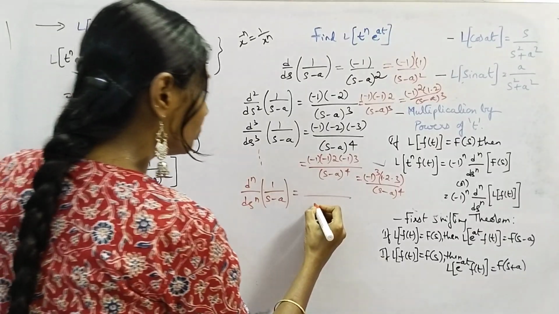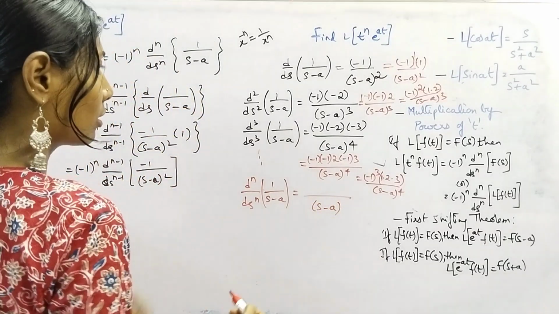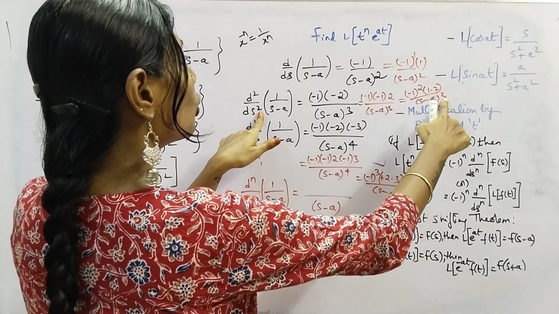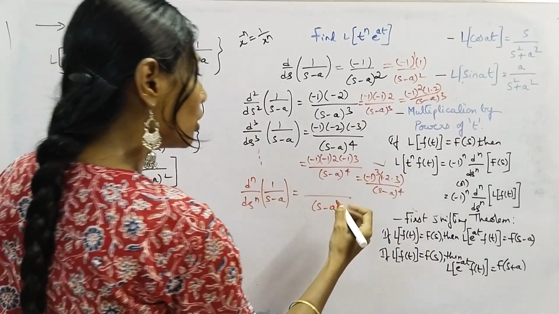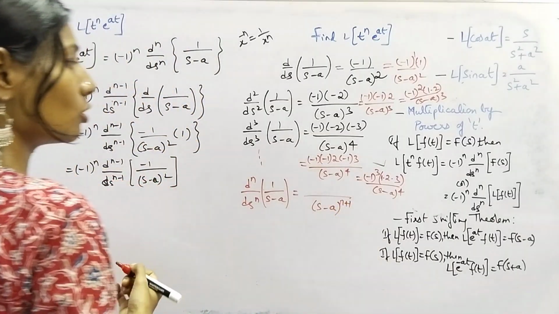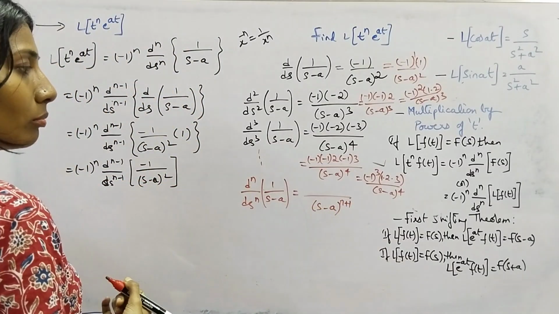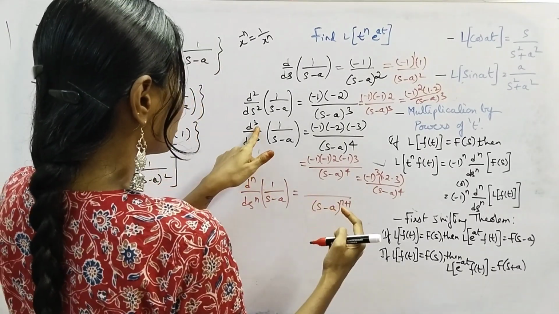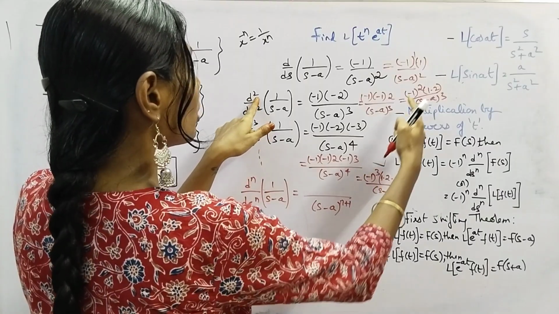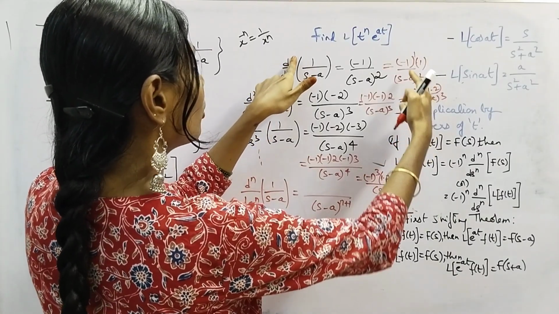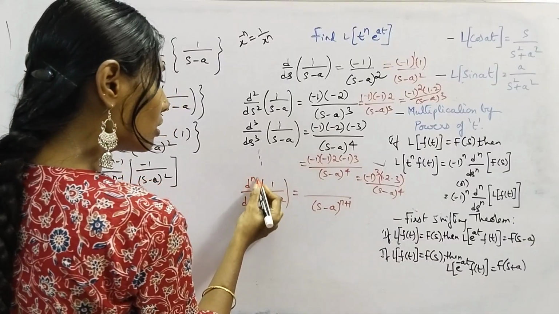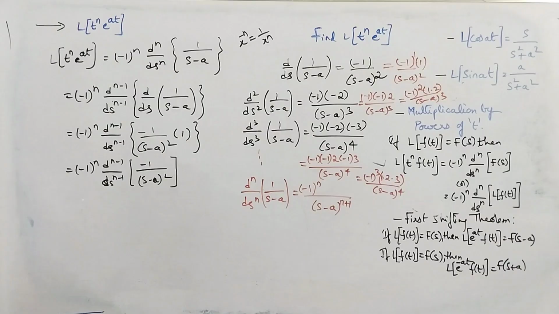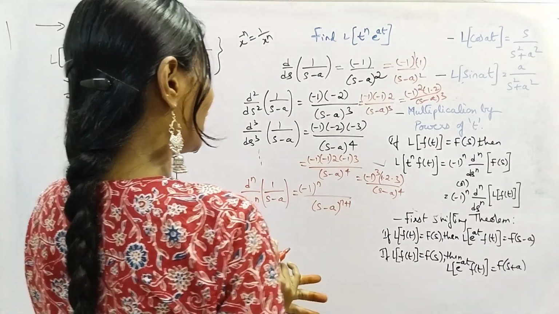Nth derivative can be s minus a. If it's 3, you got 3 plus 1, 4. If it's 2, you got 2 plus 1, 3. So if it's n, you'll have n plus 1 as the power of s minus a. And here in the numerator, if it's 3, you'll get minus 1 cube. If it's 2, you'll get minus 1 square. If it's 1, you'll get minus 1 power 1. So if it's n, you'll have minus 1 power n. Good. Now, next part.